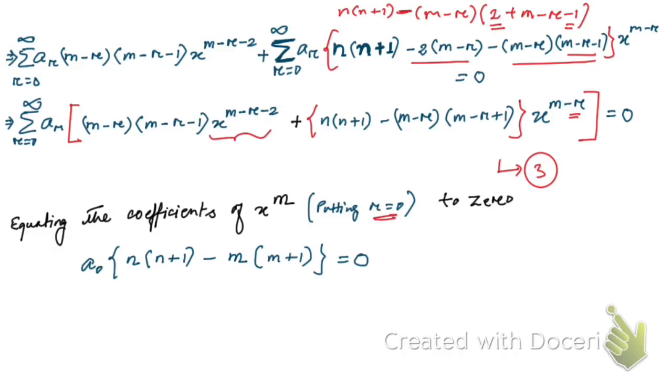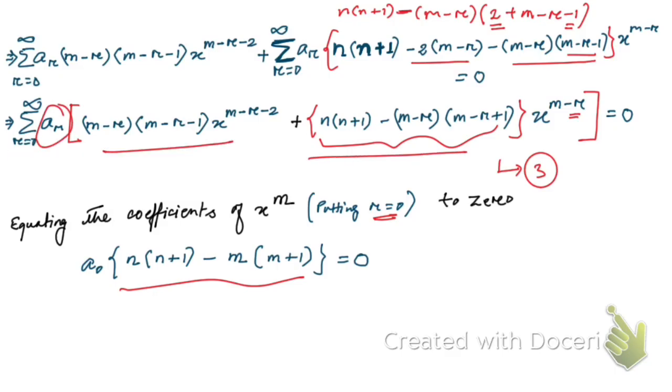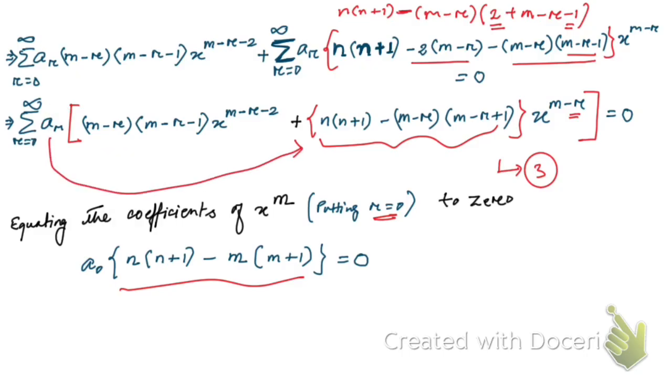Now here you see, if you put r equal to 0, this term will be x to the power m minus 2, not x to the power m; only this part will be x to the power m. Here I have taken this part, and as this part is taken common, this AR should be multiplied with this and this as well. So AR belongs to this term also, which is why I have written AR here, and as r is 0, I have written A0.